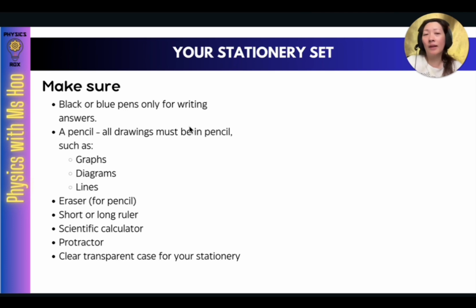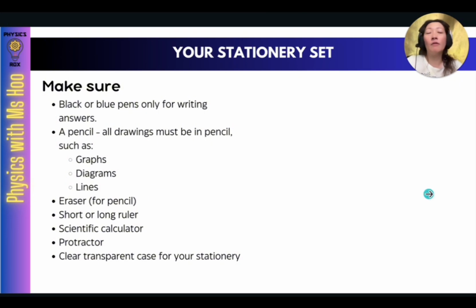You'll also need to bring an eraser just in case you need to rub off any mistakes that you made with the pencil. Make sure you also bring a short or long ruler because any lines you draw should be drawn with the assistance of a ruler. Remember to also bring a scientific calculator, a protractor, and all of your stationery must be in a clear, transparent case.